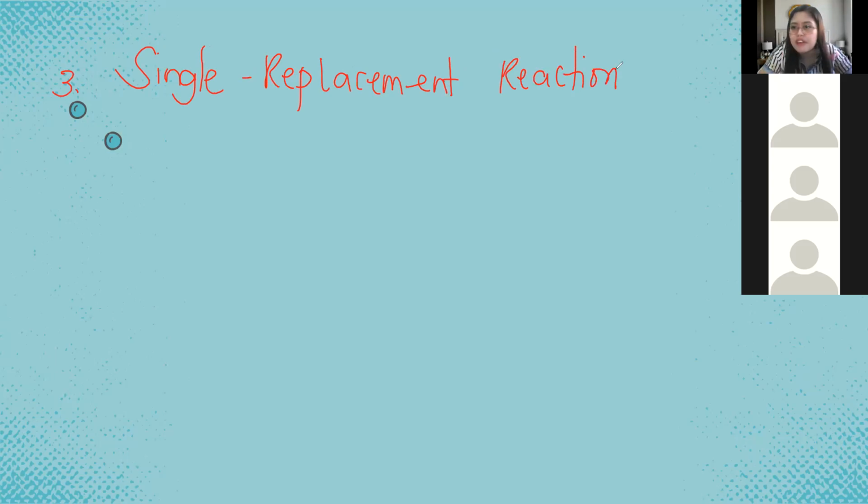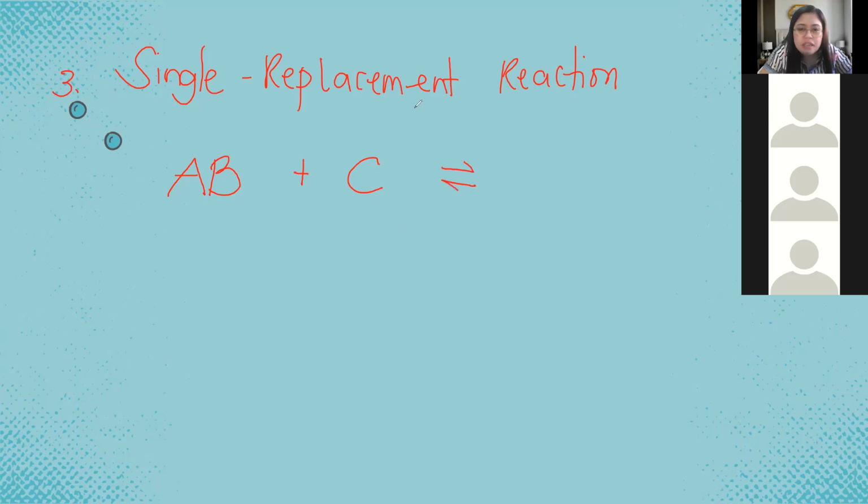Let's have number 3. We call this the single replacement reaction. Single replacement reaction. Okay? This one is the third type of reaction. Ano yung ibig sabihin kapag single replacement? Ganito yung illustration niya. If you have a compound, tapos pinag-react mo siya with an element. Again, you have here a compound. Pinag-react natin sa isang element.